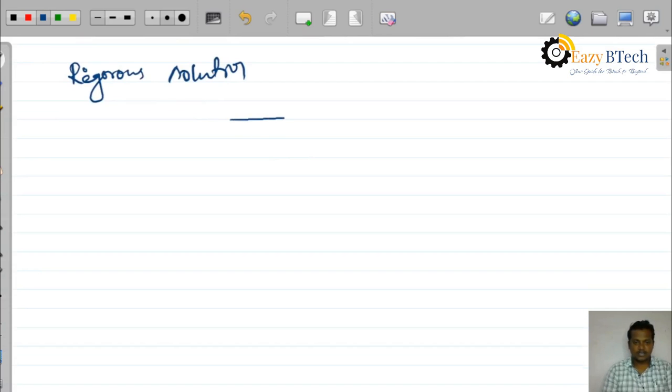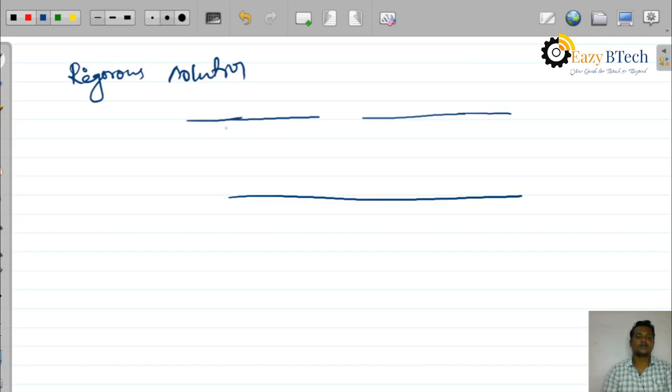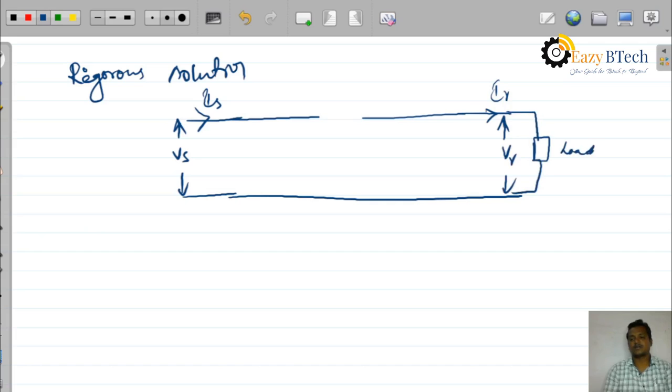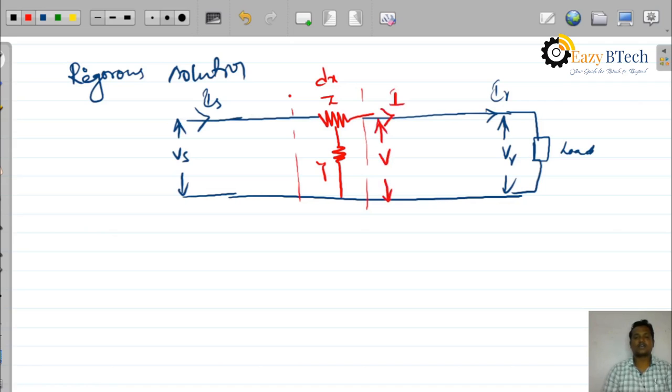I'm considering a transmission line, both sending and receiving end. This is the sending end voltage, sending end current. This is the receiving end current, receiving end voltage. Here I am connecting the load to the transmission line. Okay. I am taking a small differential length dx, where small z is the impedance and small y is the admittance of this small differential length. The current after this differential length is I, the voltage after this differential length is V. Before this differential length, the current is I plus dI, and voltage is V plus dV.